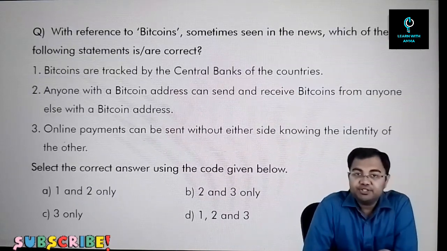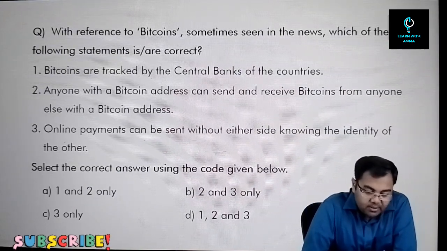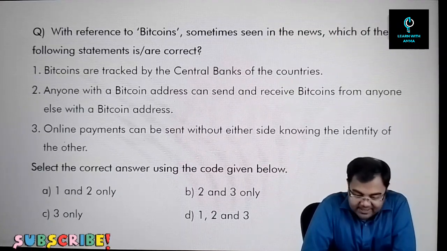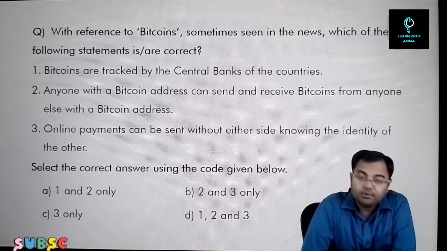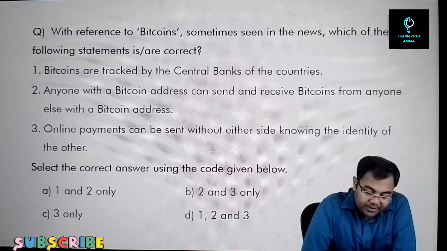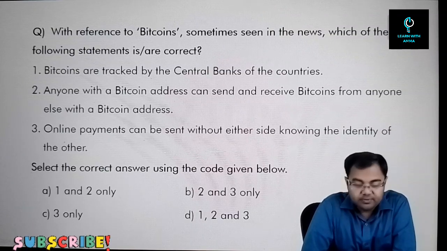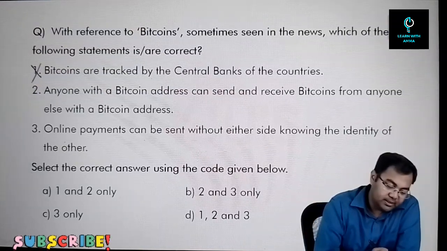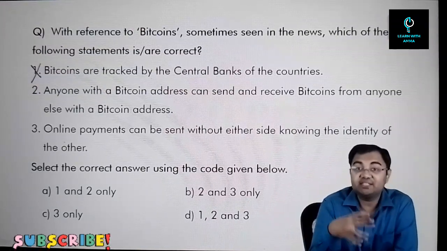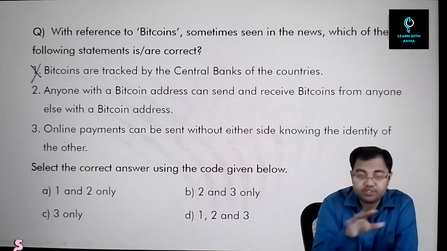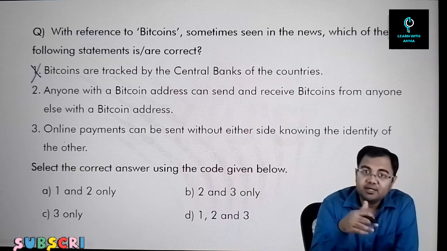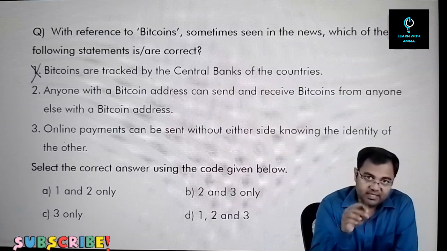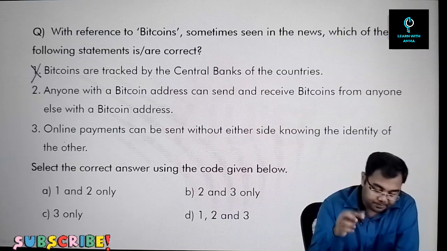Now have a look at this question that was asked in your prelims examination. With reference to bitcoins sometimes seen in the news, which of the following statements is or are correct? One, bitcoins are tracked by central banks of the countries. Completely wrong. That's why we are saying that this is a decentralized distributed system and there is no central authority. All the users are also anonymous. So that's why these transactions are not tracked at all.